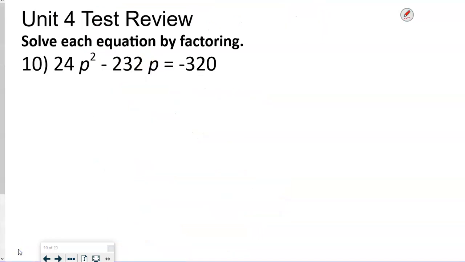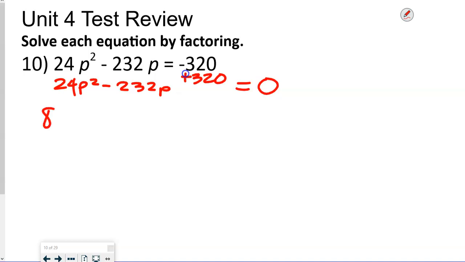So again, with number 10, we're going to move that 320 first to the other side. So we got 24p squared minus 232p plus 320. That equals 0, right? So again, I'm going to see if there's a GCF here. So I'm going to divide everything by 2, by 4, by 6, by 8. And when I did that, I figured out that 8 was the greatest common factor, right? So we're going to do 8, because again, this is going to help us to factor this.